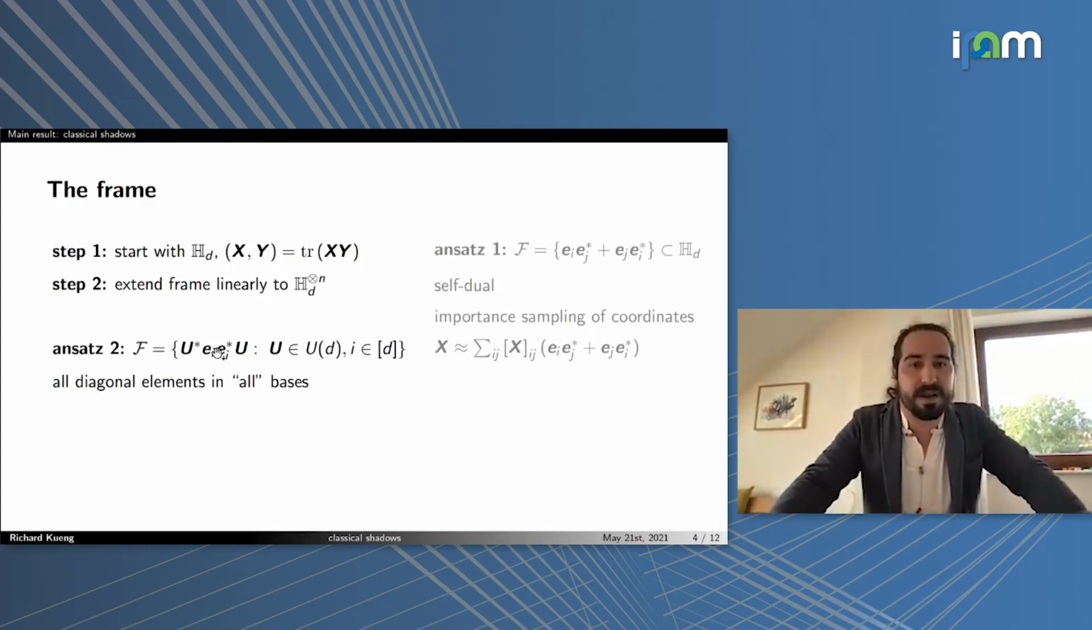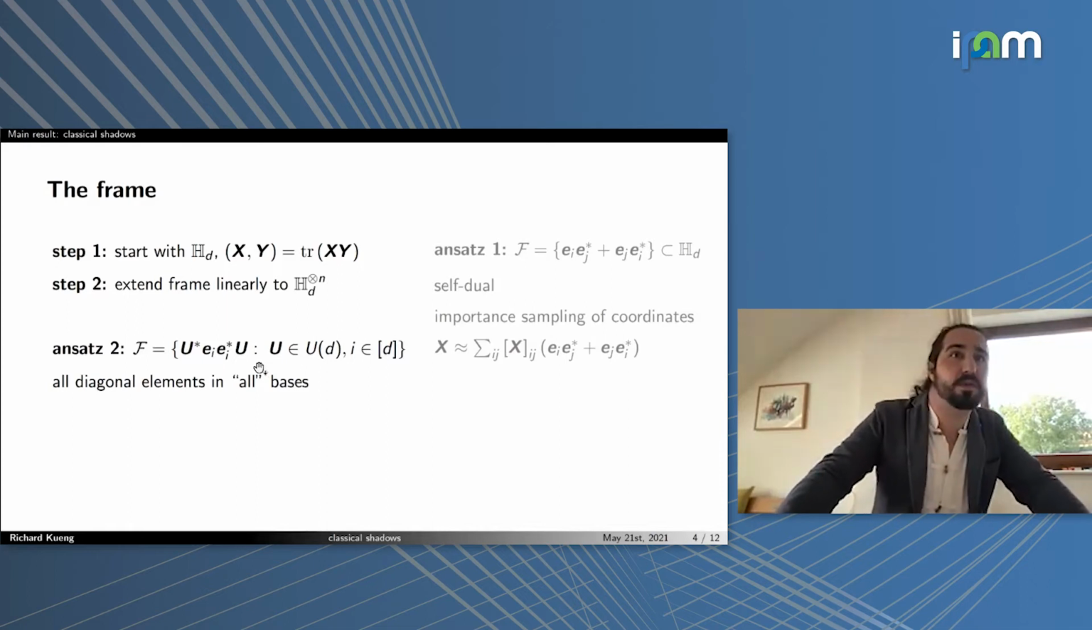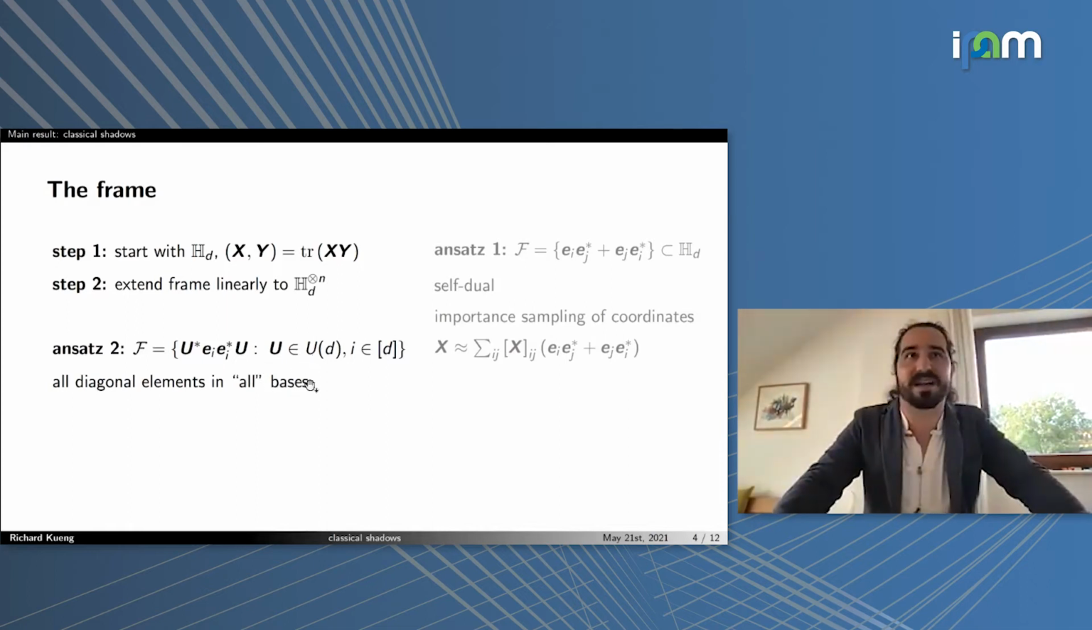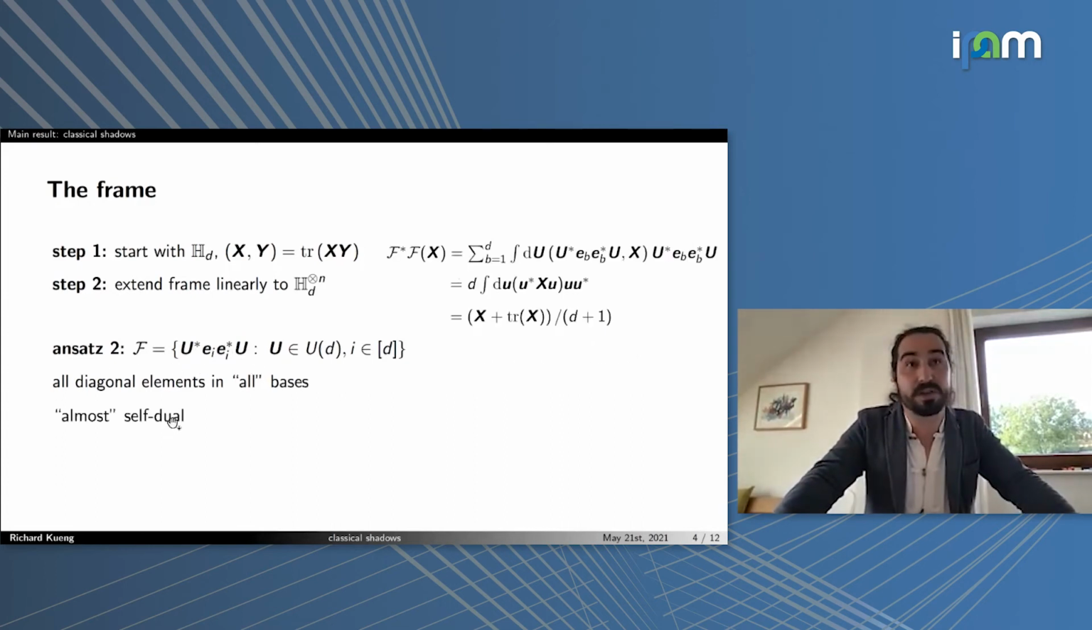Okay, and why is this maybe a good idea? It's very symmetric. It doesn't have a preferred basis. And it also has nice isotropy conditions that maybe Holger, for example, knows, because these bases work well for phase retrieval, for instance. So this kind of frame is not self-dual, but it's almost self-dual.